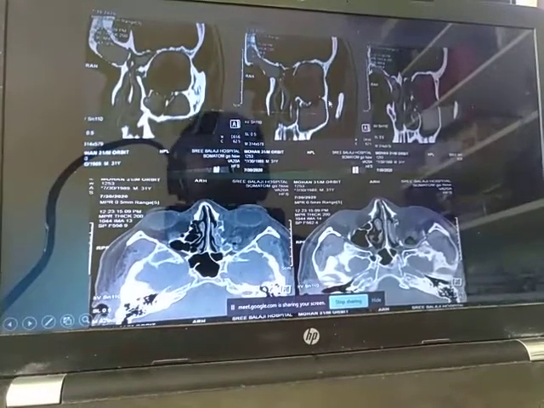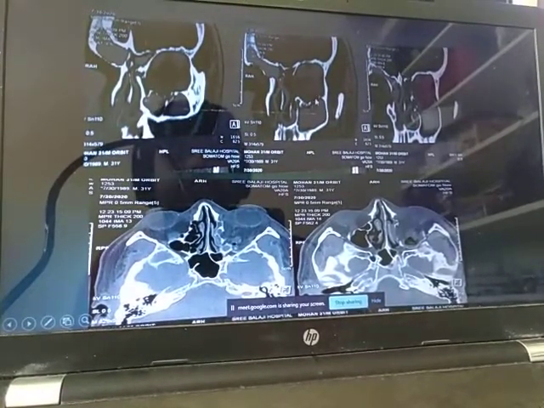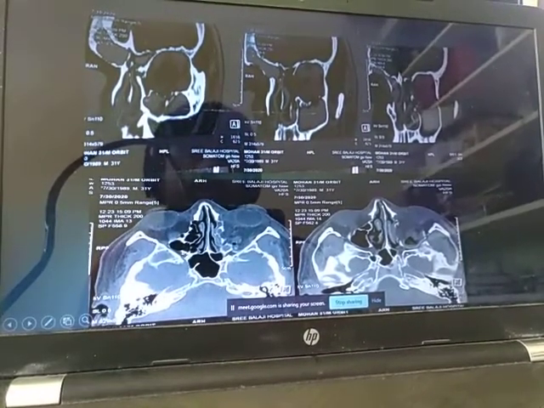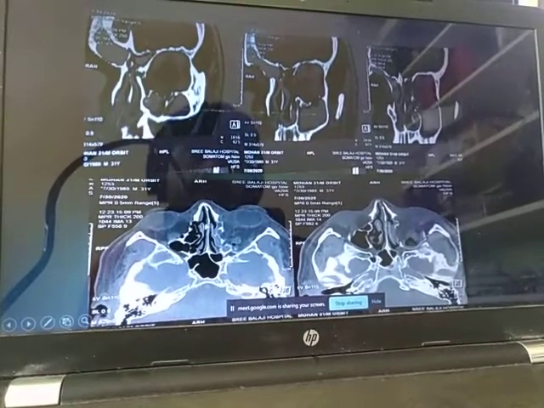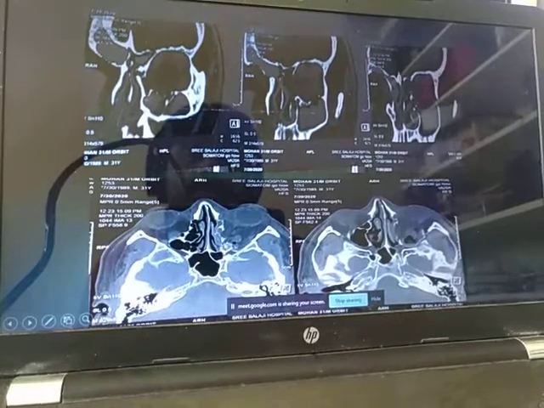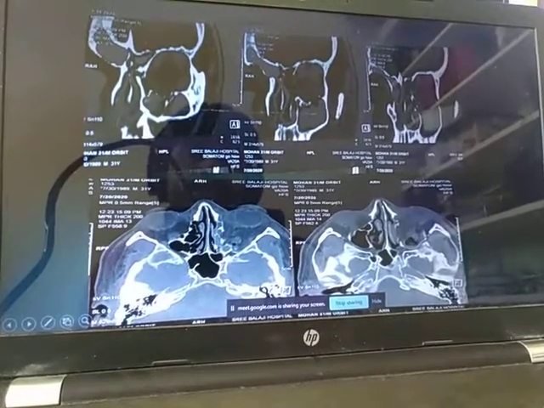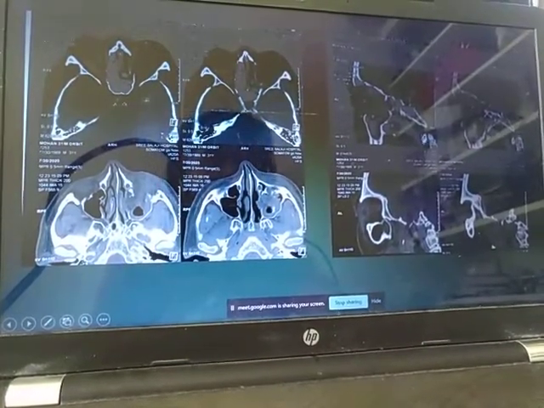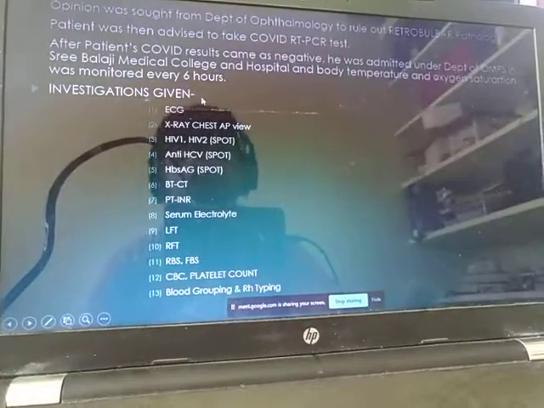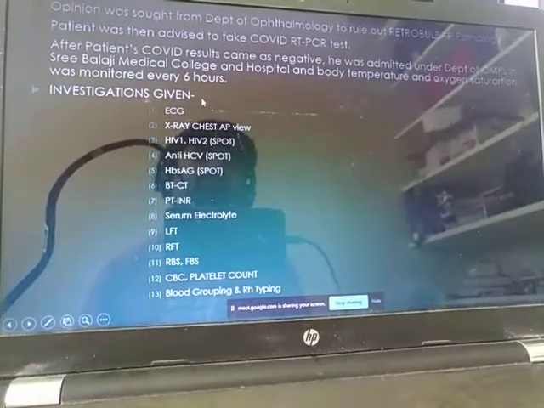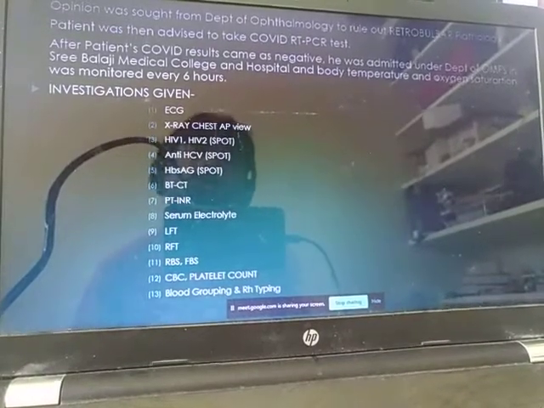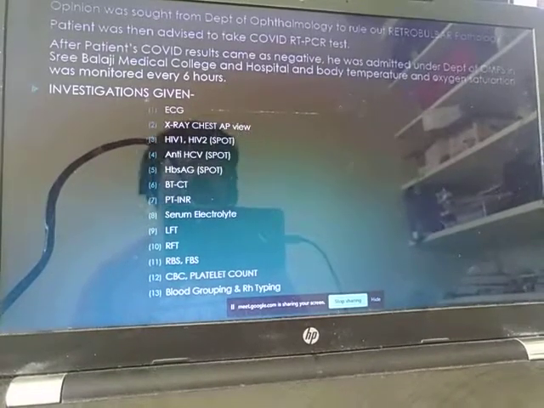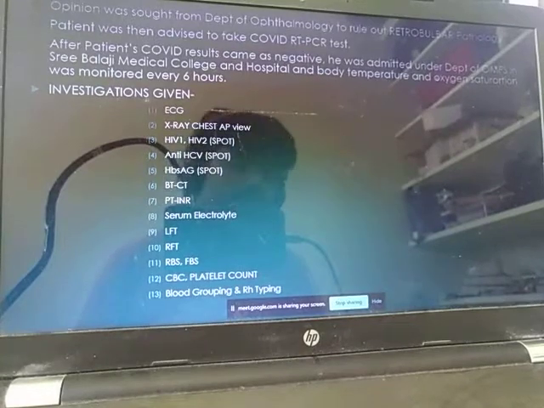In the coronal section we can see there is a floor fracture leading to a teardrop deformity, and in this transverse section we can see that there is a medial wall breach which has caused the medial rectus to herniate inside the ethmoidal cavity. The same patient's different slides. So we sought an opinion from the Department of Ophthalmology to rule out retrobulbar pathologies, and they said that there were no ophthalmic pathologies, and we could go on with our line of treatment.